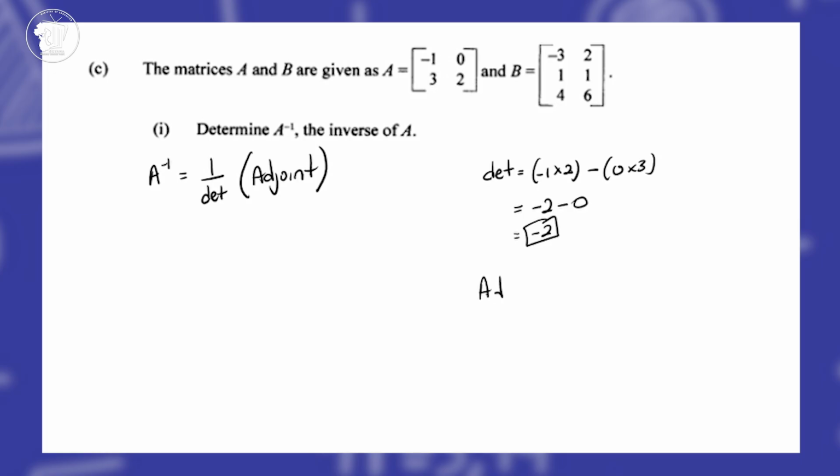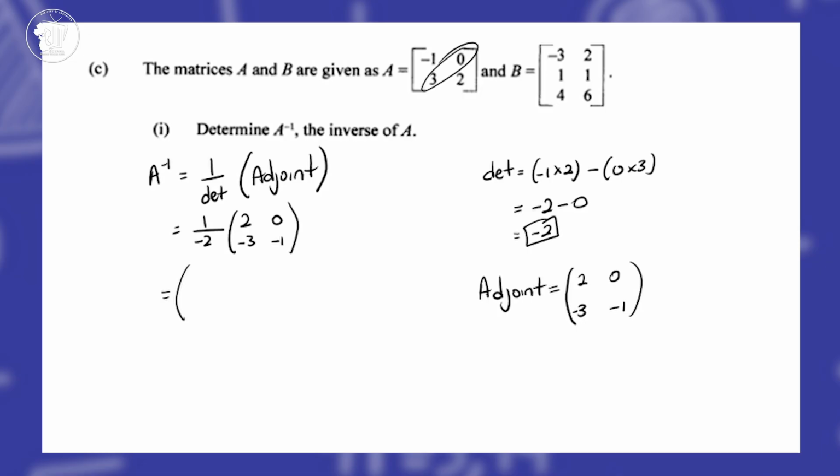The next thing we want to find is the adjoint. So the adjoint of A, we switch these two, so this would be 2, negative 1. And then we flip the signs of these two, so 0 remains 0, and 3 will become negative 3. So it's 1 over the determinant, which is negative 2, multiplied by the adjoint, which is 2, 0, negative 3, negative 1. So we do some scalar multiplication.